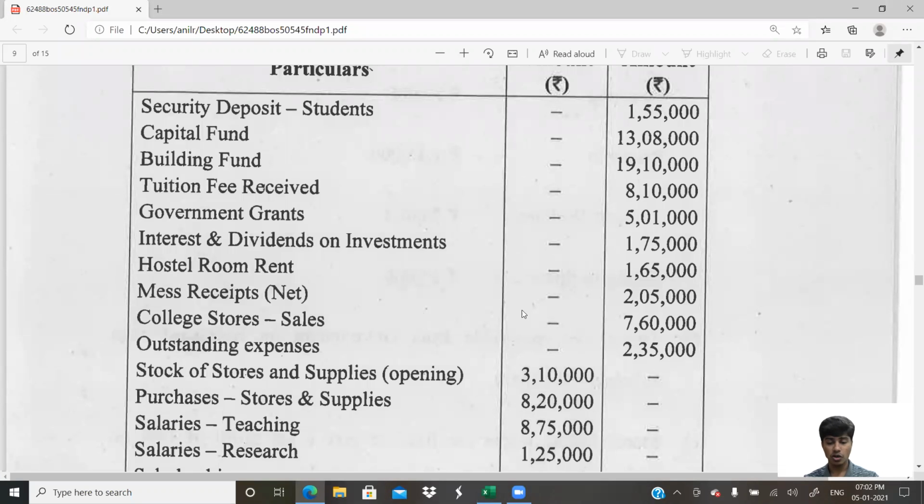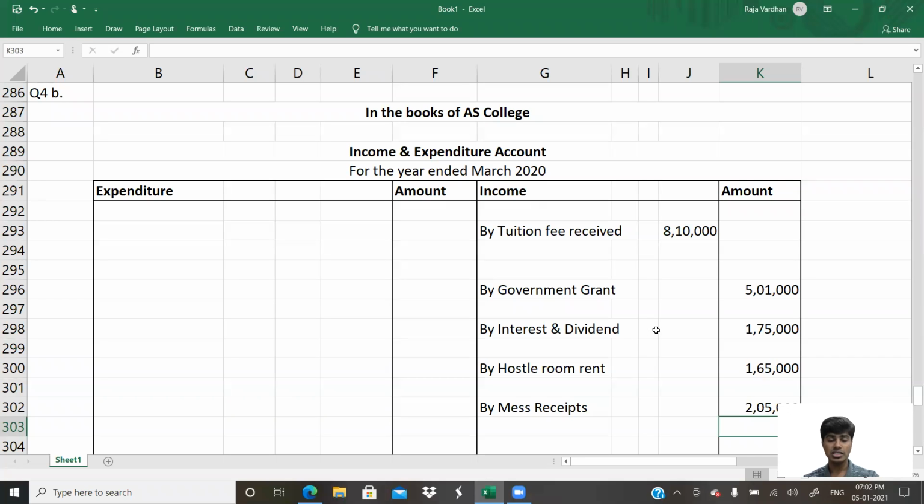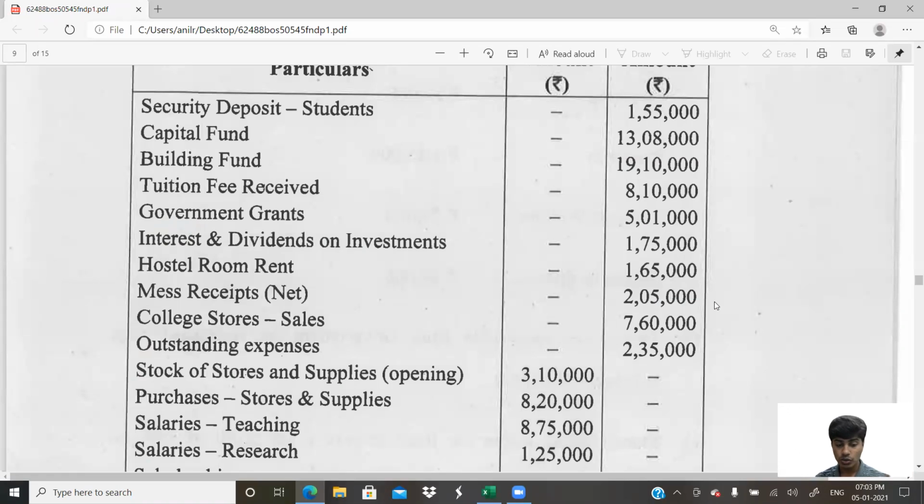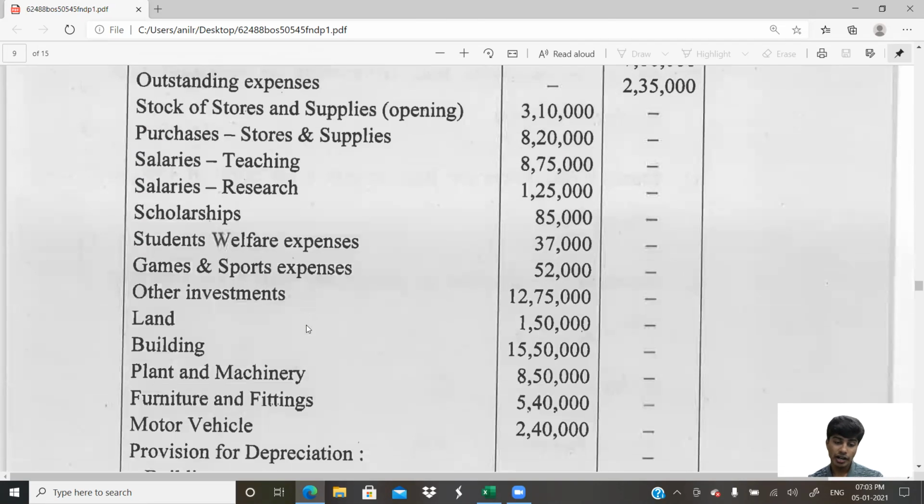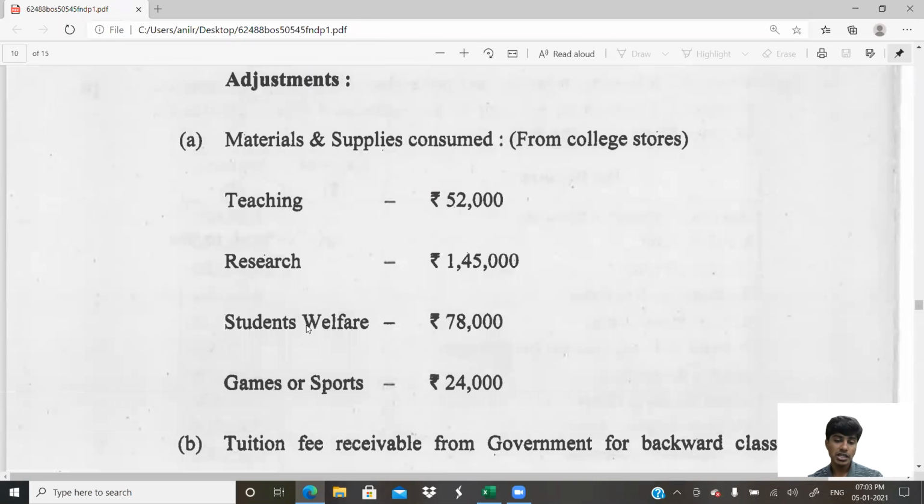College store sales, how much is it? 7,60,000. So there is sales to the extent of 7,60,000 here, which you might get very impulsive and try to write on the income side. But I would suggest you not to write it on the income side, because with respect to this college store sales, there will be purchases, opening stock, and closing stock. And very importantly, what we observed here is there is material supplied and then consumption. This will become our expenses.